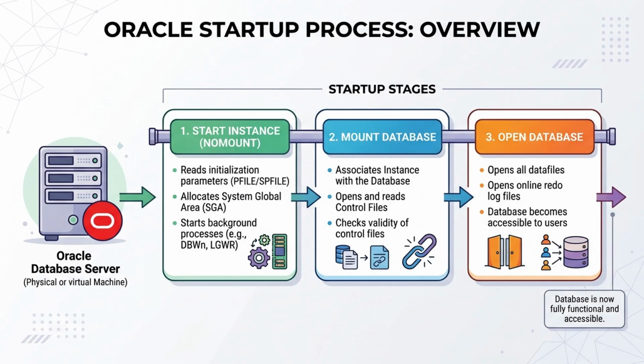When an Oracle database starts, it does not immediately become available to users. Instead, Oracle moves through three main startup stages, and each stage performs specific tasks that prepare the database for normal operation. These stages are NOMOUNT, MOUNT, and OPEN. Each stage gives the DBA a different level of access to the database system.